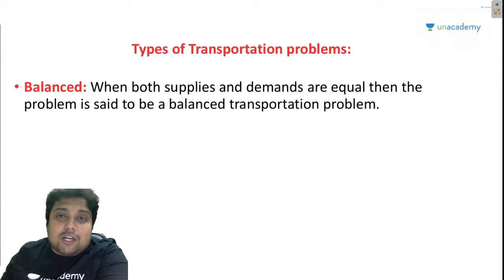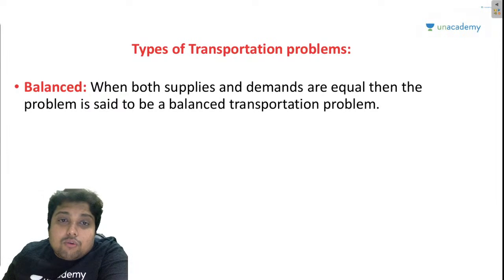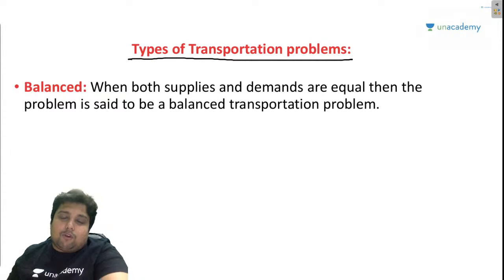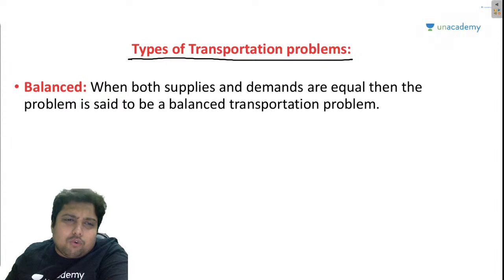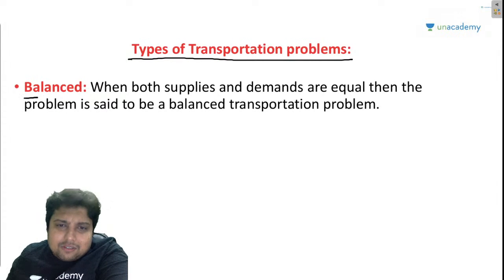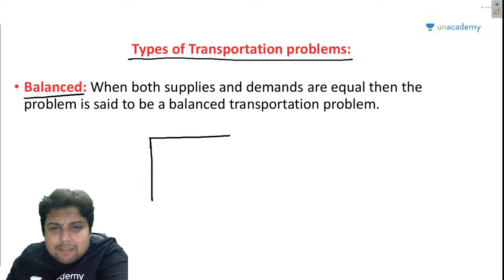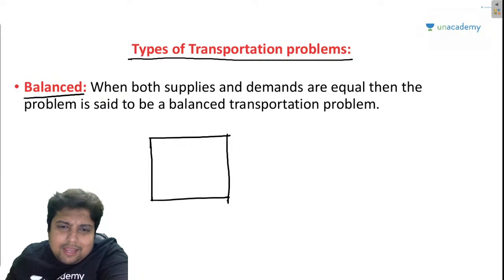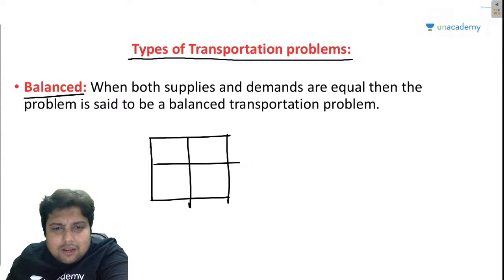Let us get into the transportation algorithm, and before we do that, let us first understand the types of transportation problem. Transportation problems are basically of 2 types: balanced and unbalanced. So what is a balanced transportation problem? Like the problem that we have just discussed, 1 2 3 4, 60 40 70 30.